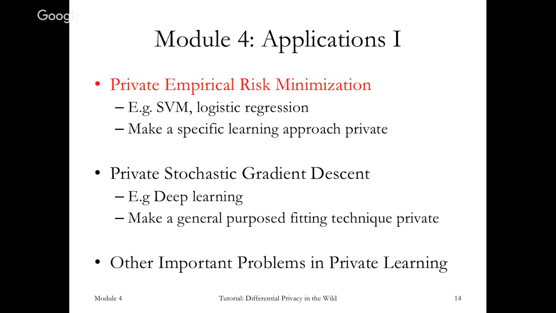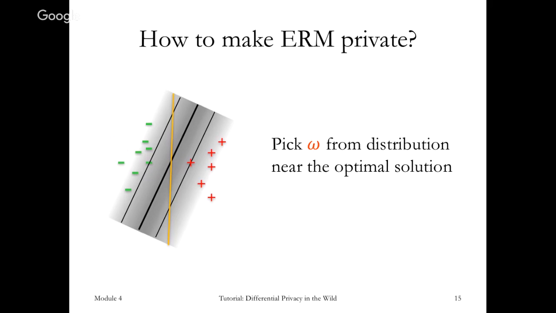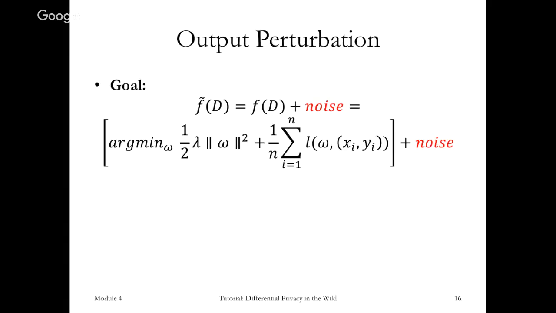For the first group of algorithms, we're going to use ERM as an example to show how to ensure differential privacy of this type of algorithm. So rather than releasing the exact solution for ERM, we can sample a solution from a distribution that is close to the optimal solution. One way to achieve this is to add noise to the output of this optimization problem. So first, you find the optimal solution to this problem, and then you add noise.